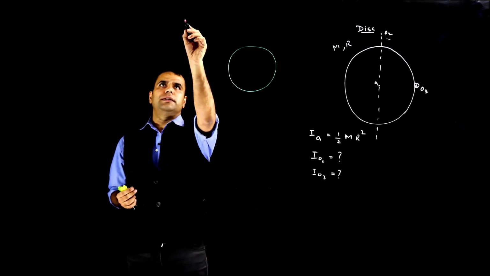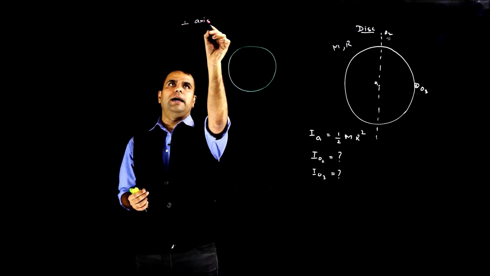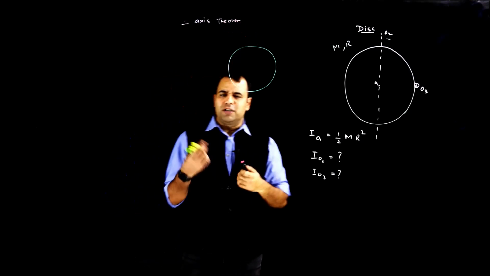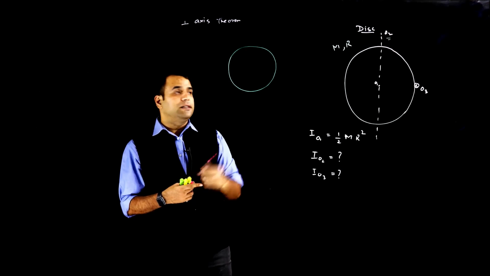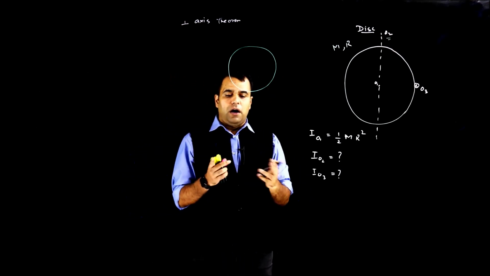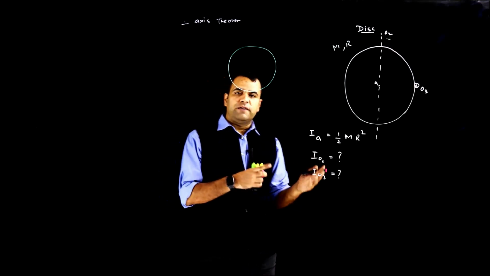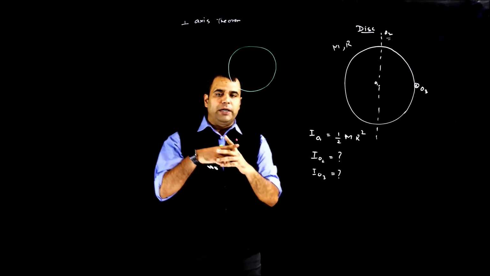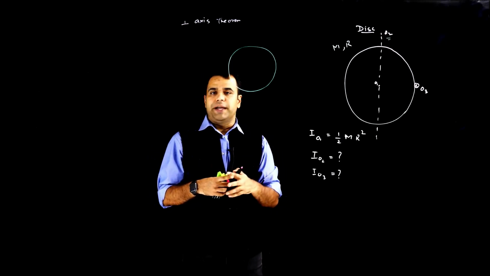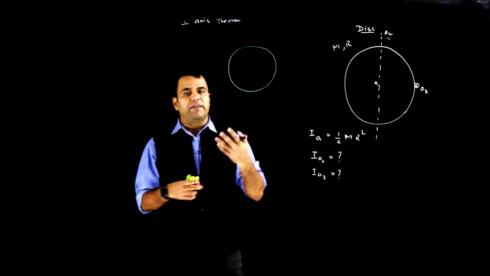If you know the perpendicular axis theorem, generally for 2D bodies, if the moment of inertia of the body about two perpendicular axes is known, then the summation of those two will be the moment of inertia of the same body about the third axis which is perpendicular to the previous two.